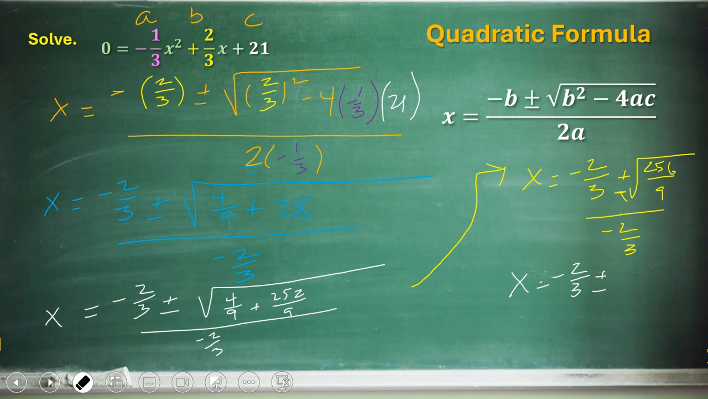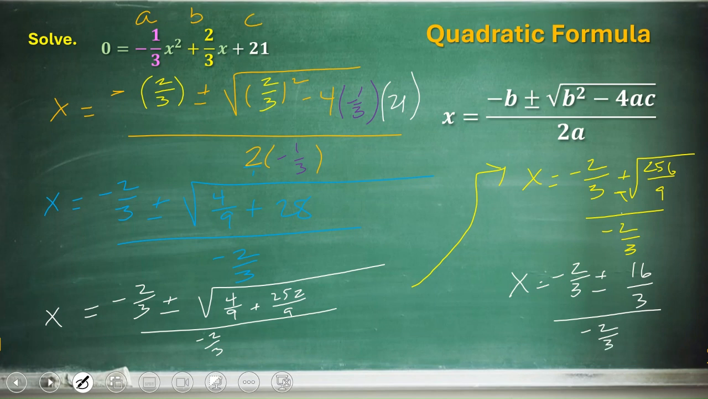We are going to take the square root of individually the numerator and the denominator, because that's how square roots work, because a square root is really the exponent of half. So when it's applied to a whole fraction, you apply it to both the numerator and denominator. So the square root of 256 is 16, and the square root of 9 is 3. And all of this gets divided by negative 2/3.